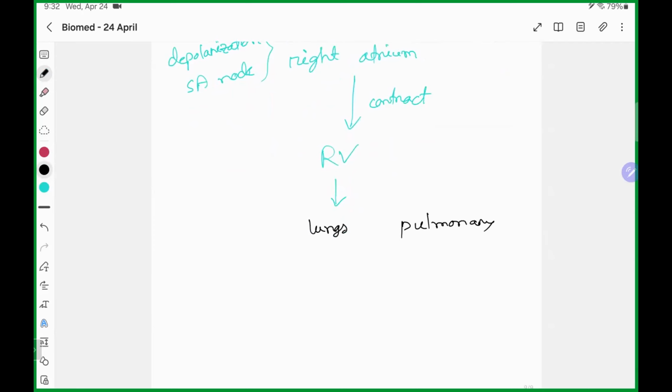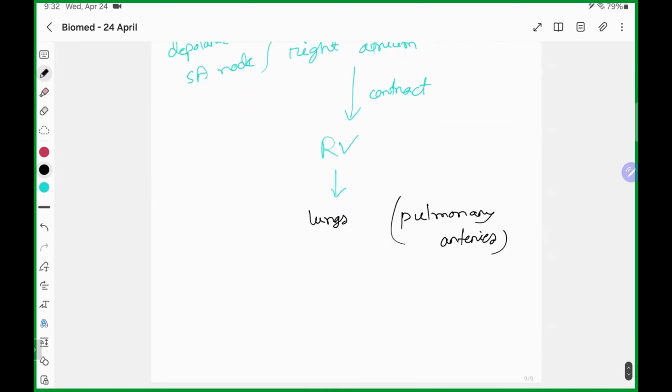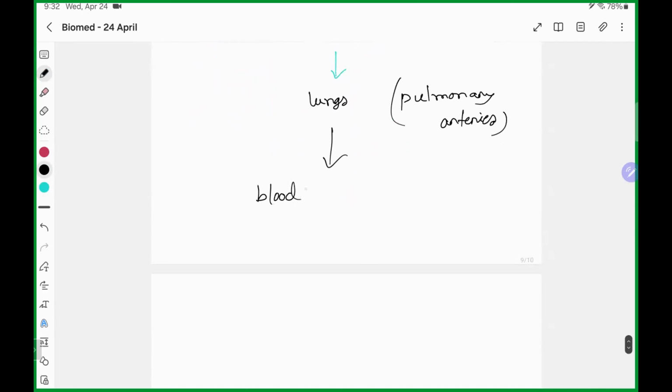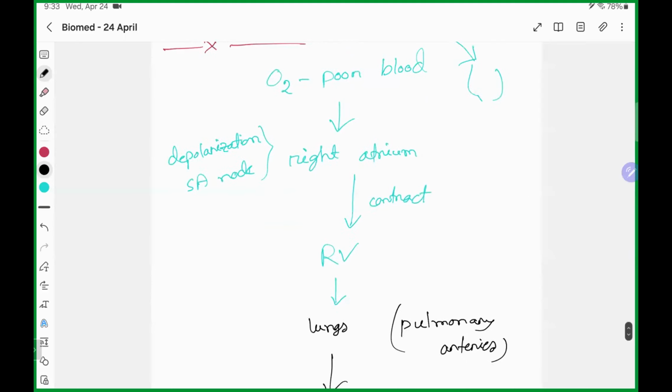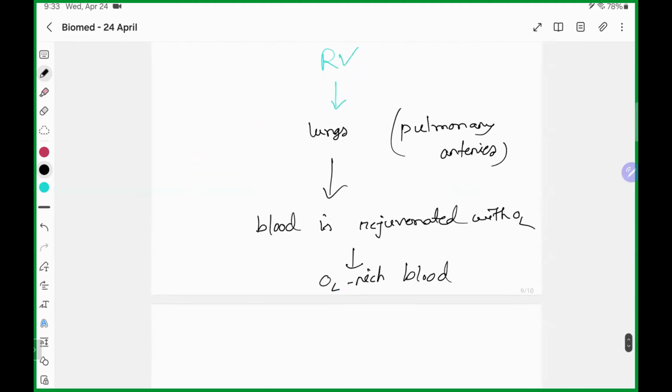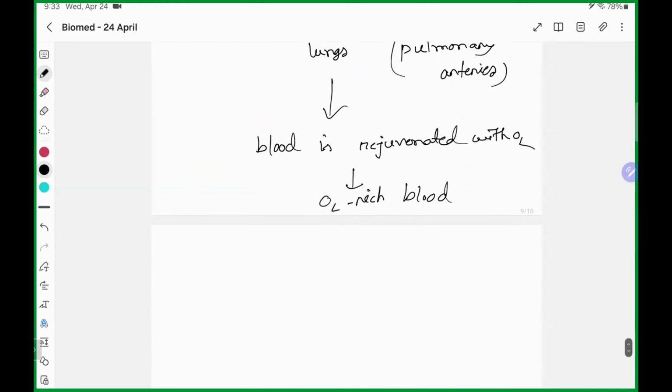It will go to the lungs through the pulmonary arteries. In the lungs, the blood will be saturated with oxygen. The blood is rejuvenated with oxygen, so now you have the oxygen-rich blood. At the start of the process, you had oxygen-poor blood. After it goes to the lungs, you have oxygen-rich blood. All these things are happening on the right side, the right atrium and right ventricle.